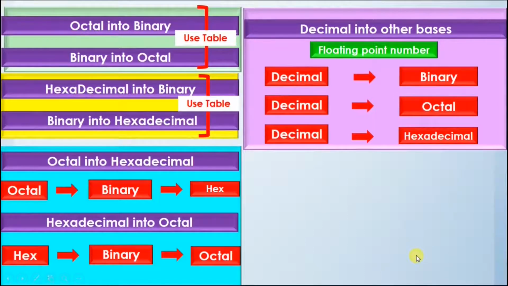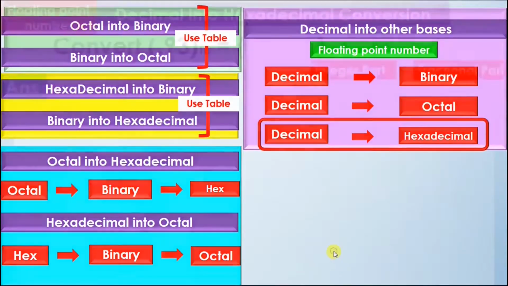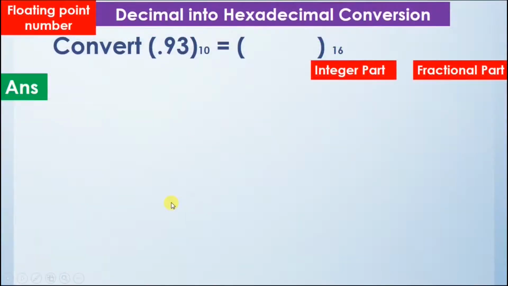So in the next section, we will see how to convert decimal into hexadecimal using floating point numbers. Here, we are given the number 0.93 in decimal and we have to convert it into hexadecimal. So we will take the number 0.93 and multiply it by 16. Why 16? Because the base of hexadecimal is 16. That's why we multiply it by 16.